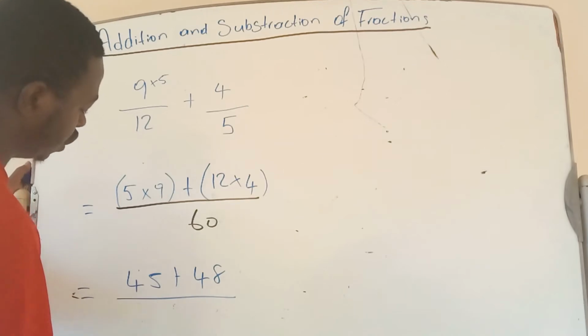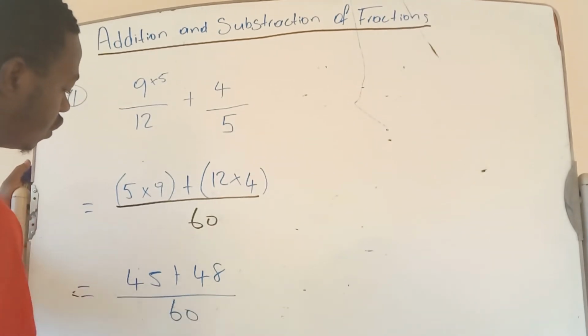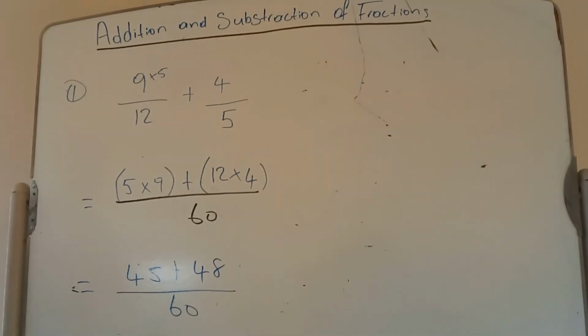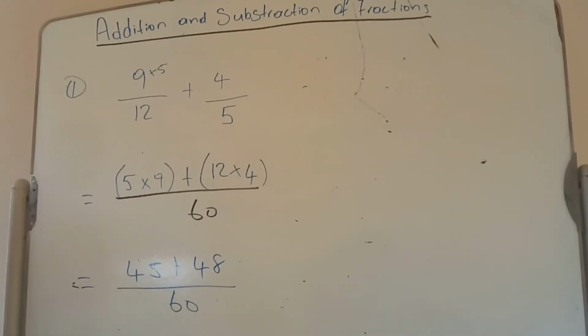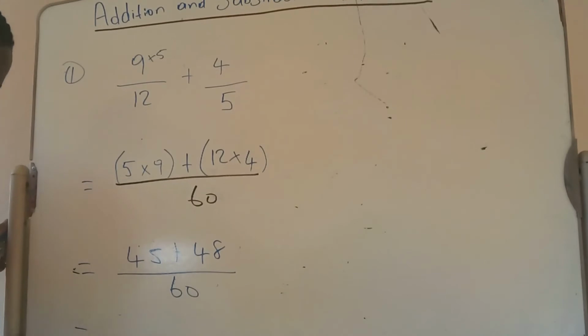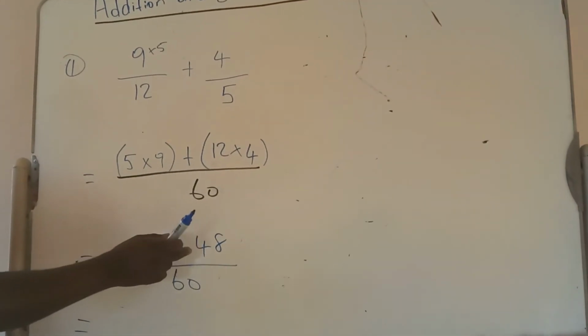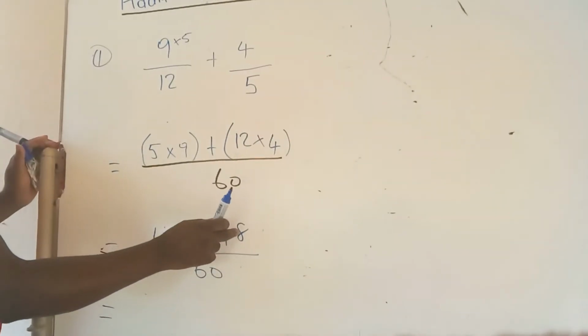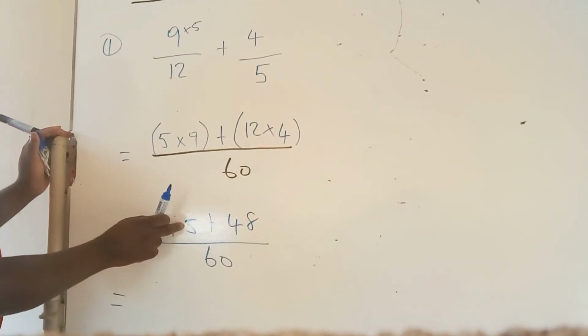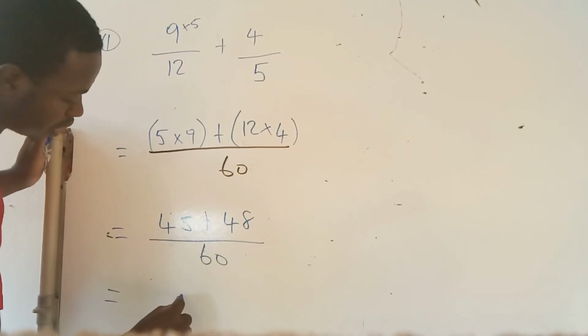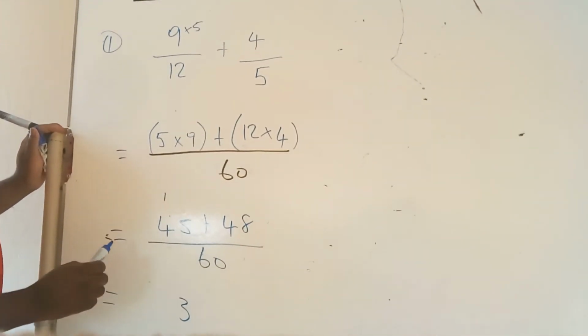And all you need to do is to just add them. Add 45 plus 48. Now, 45 plus 48, you can simply add 8 plus 5. So, 8 plus 5 gives you 13. So that is 3, carry 1.